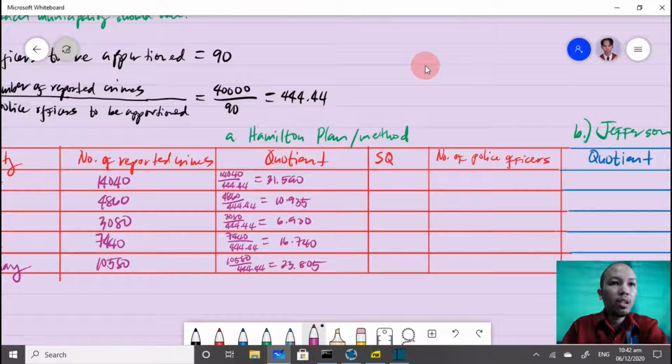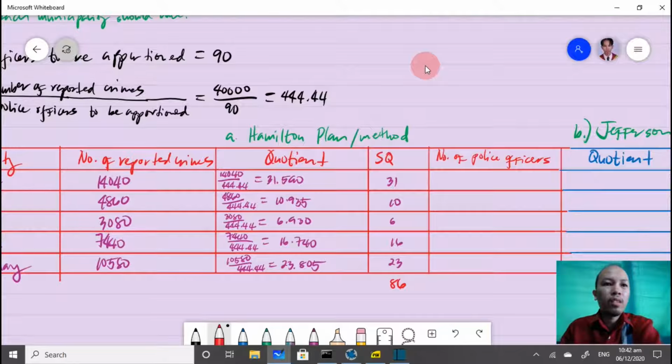The standard quota, using round down, is 31, 10, 6, 16, and 23. The total here, this red one, is 86, and we are short by 4 police officers, since our number of police officers is 90.